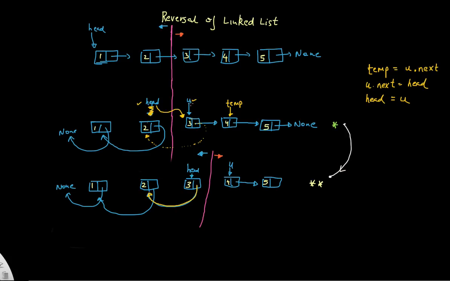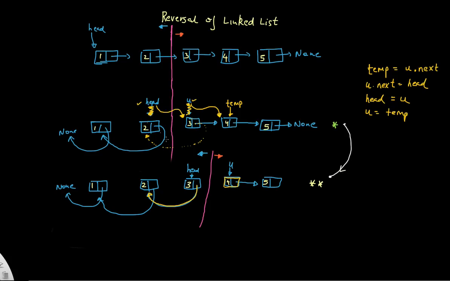With my reference u, it should be pointing at wherever temp is pointing at, because u should eventually move to node 4. This is my node 4 right here, and u should be pointing at node 4. So how can I make this u move over to node 4? Well, the question comes down to what is pointing at node 4? temp is pointing at node 4. So I can say u equals temp. Once I say u equals temp, u at this point is now pointing at wherever temp is pointing at.